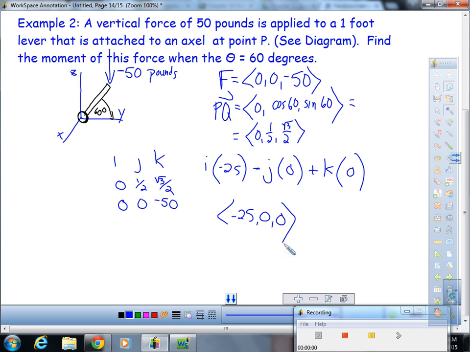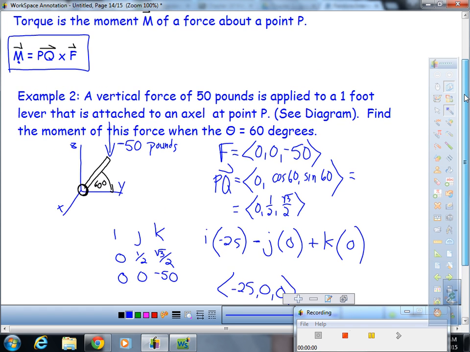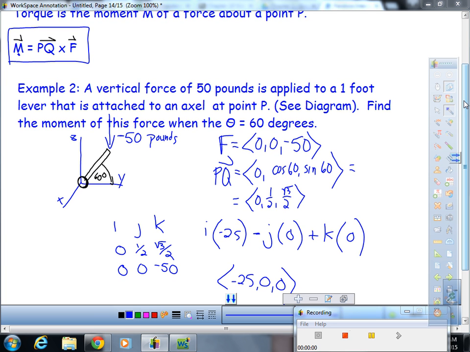Let's go back up to our picture and see if that makes sense. I like it. That means all of our torque is rotating about the x-axis. That's how it should be. Okay? Eventually, we could figure out things that were spinning in any direction.